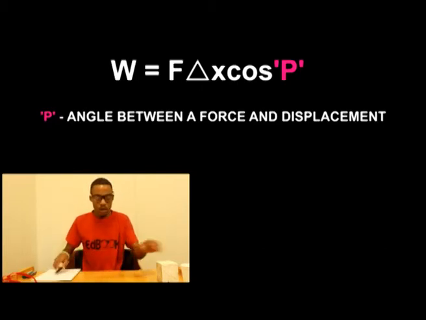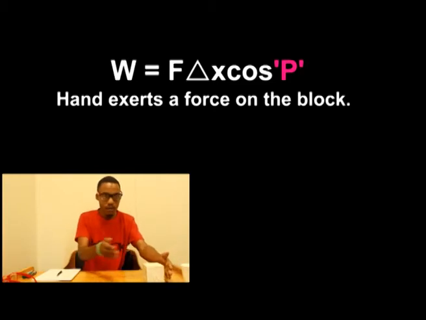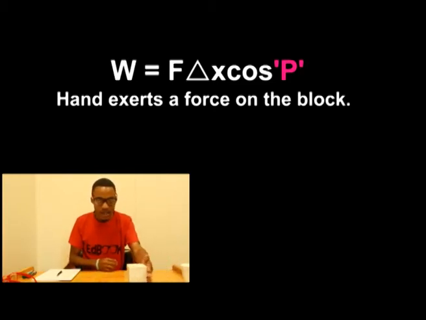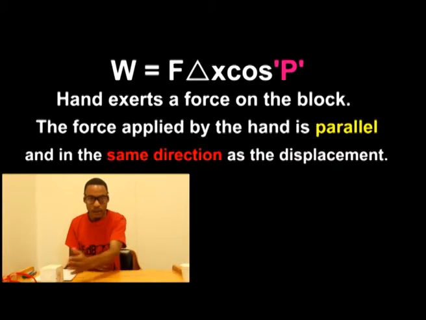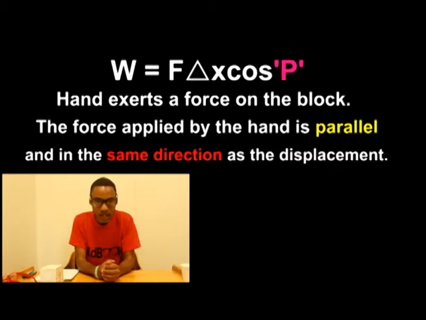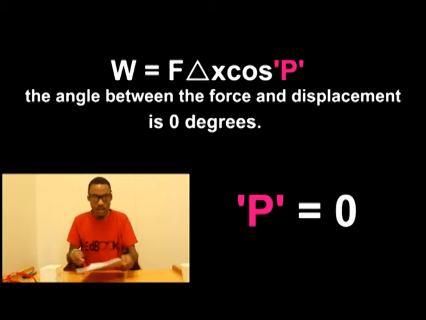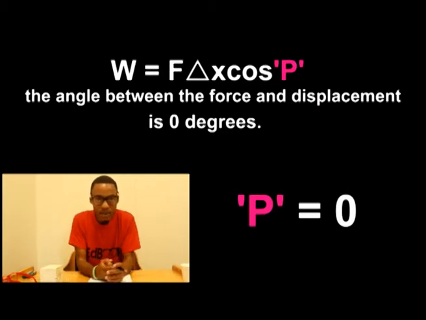Now, the first part, we can use the example of my hand exerting a force on the object. Now, my hand is exerting a force that is parallel to and in the same direction as the displacement of the object. So, what does this mean? The force is parallel and in the same direction as the displacement. So, the angle between the force and the displacement is 0. What does that tell us? For forces that are acting parallel and in the direction of the displacement, the angle that we use in this cos element is 0.